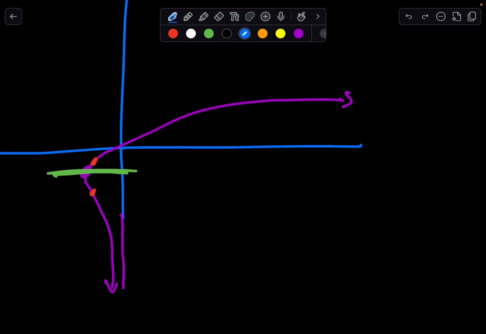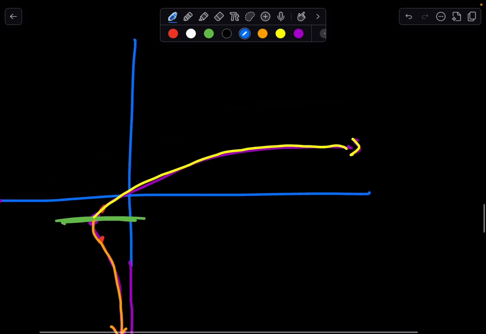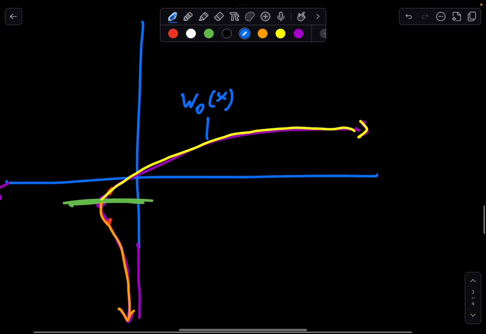That means that this entire thing, let me do this in orange, is a different function than this. These are two separate branches, as we're going to call it. So, ladies and gentlemen, that leads me to my definition, that this is going to be W0 of x. This is the first and most principal branch of the Lambert W function. This is called the principal branch. And it is defined for values.